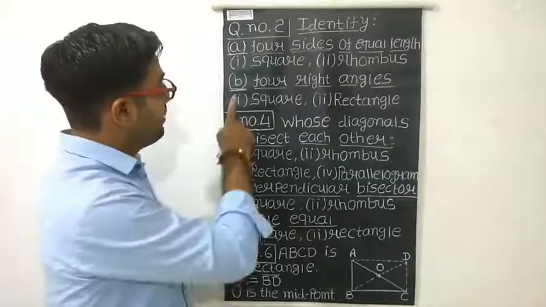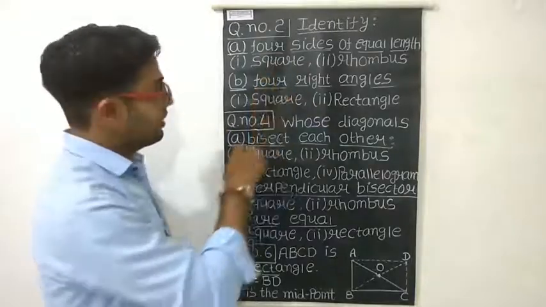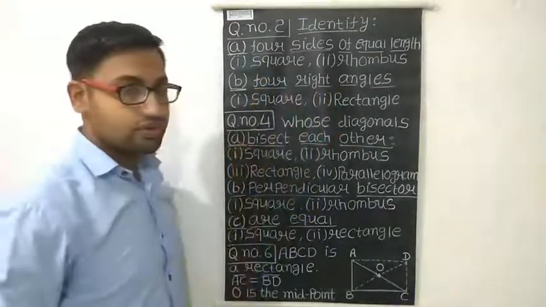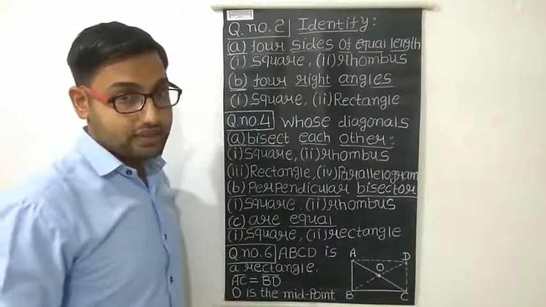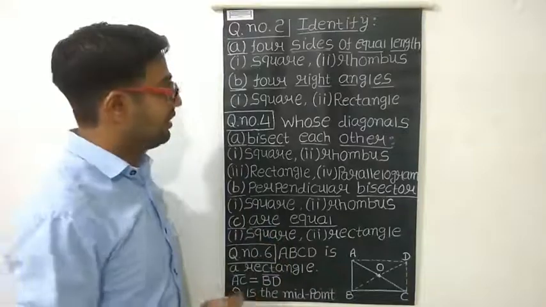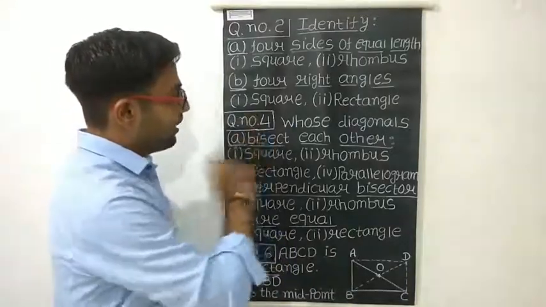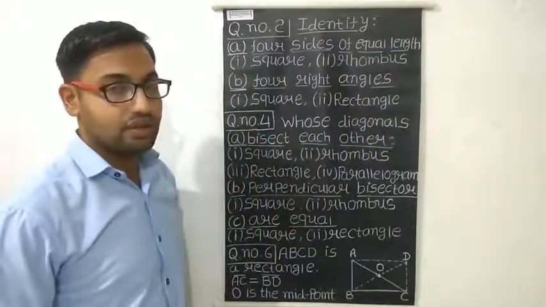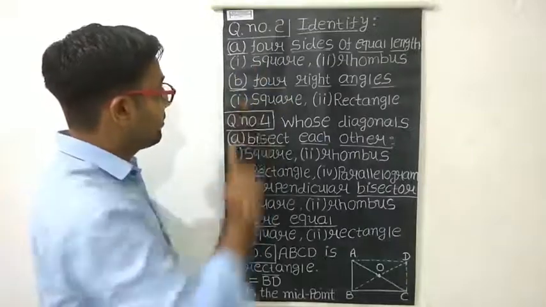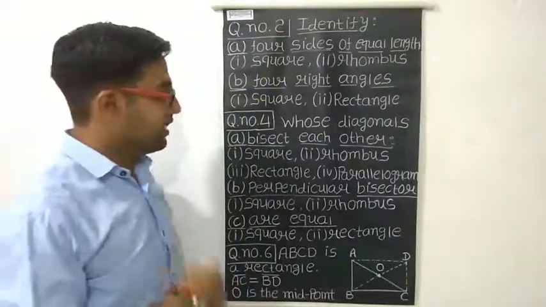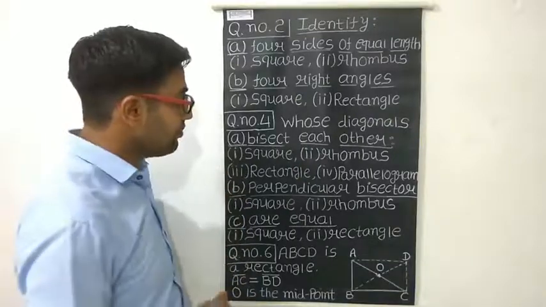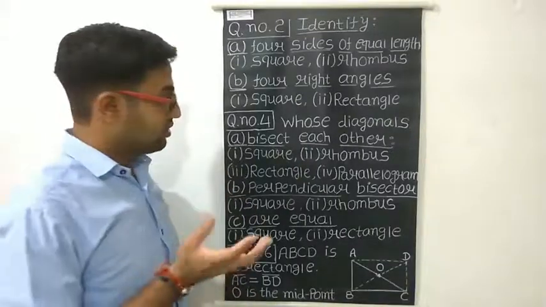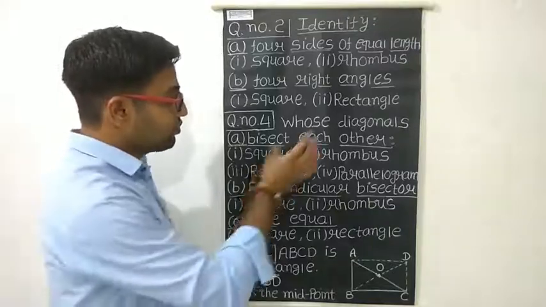Right? B. Identify the quadrilateral which has four right angles. So which quadrilateral has all the angles of right angle? Only two. One is a square and one is rectangle. Right? So this is question number 2. In the same way, we have asked in question number 4 to identify or state the quadrilaterals whose diagonals.